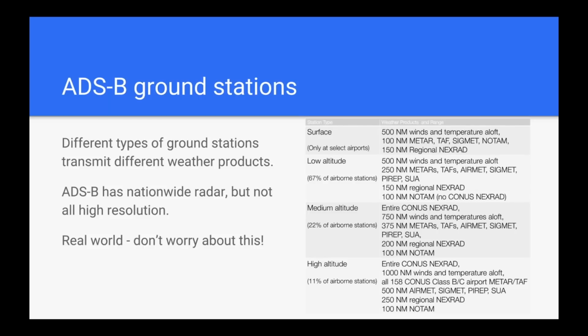So again, this is not something to get bogged down in everyday life. You really don't need to worry about it. Just something to tuck away: if you ever feel like you're not getting all the weather data from ADS-B that you expect, look at the number of stations you're receiving from, because it could be a function of the different types of stations that are scattered all across the U.S.